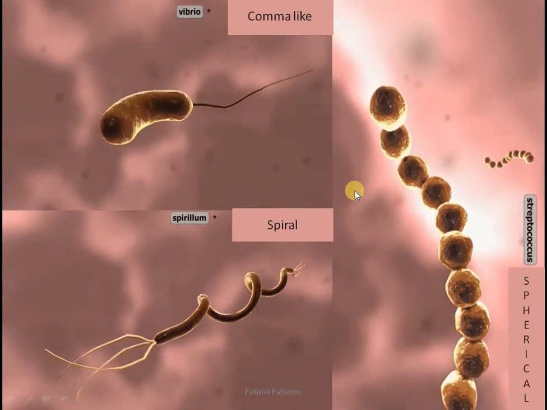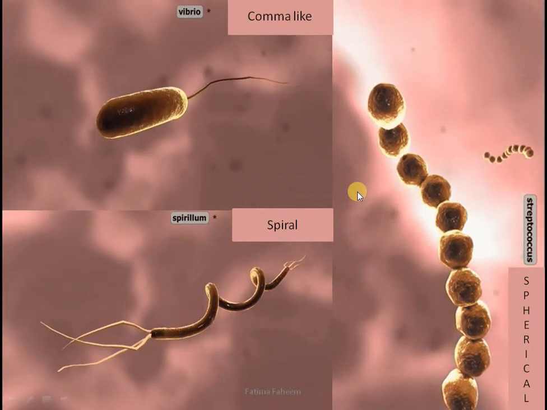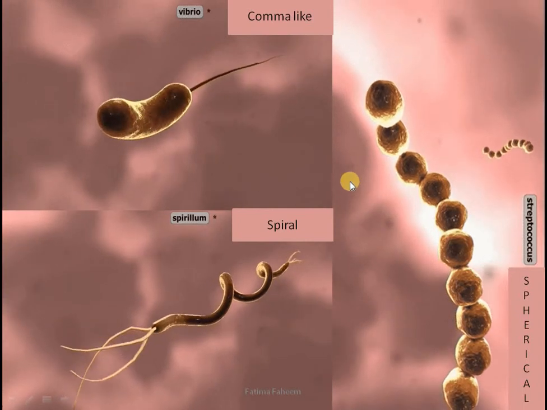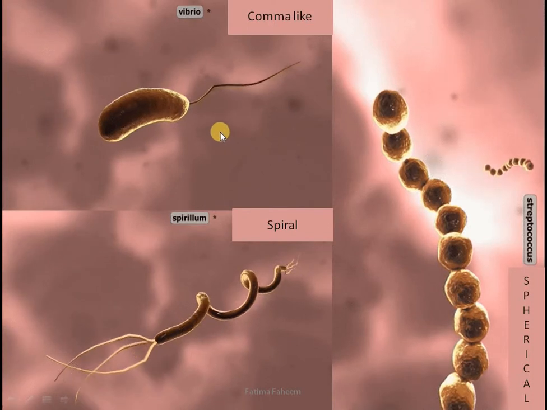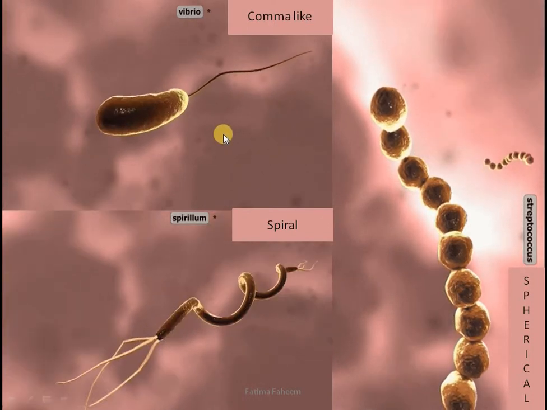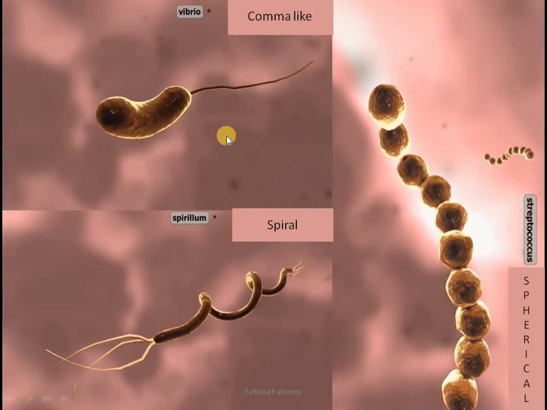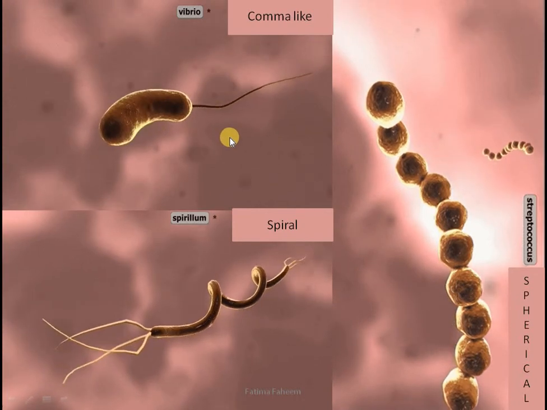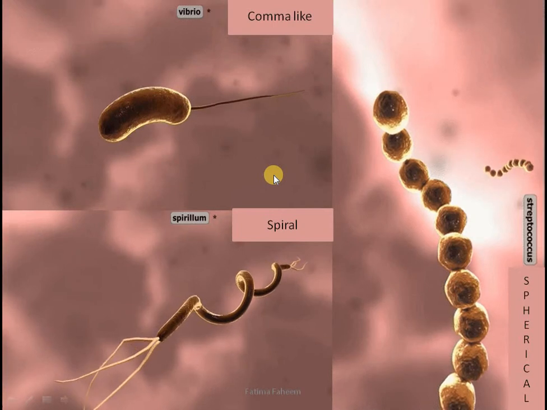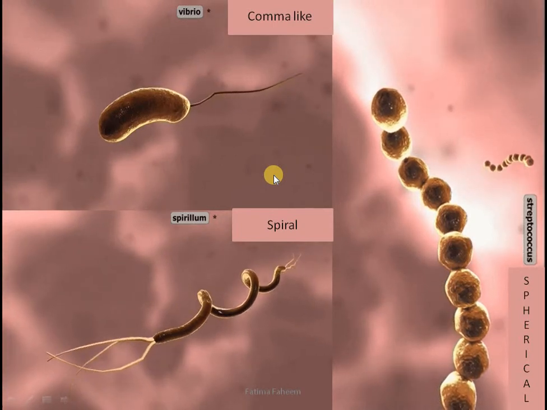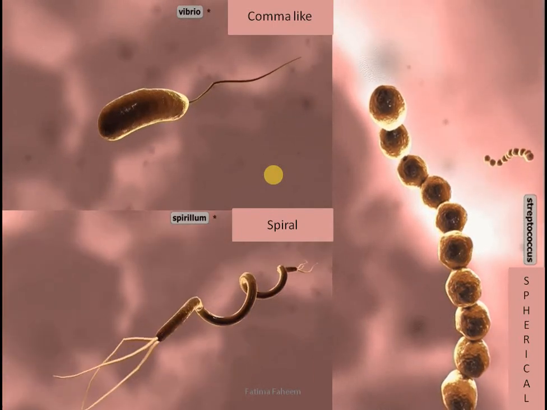We can also categorize bacteria on the basis of whether they require oxygen for respiration or not. On that basis, we can classify bacteria in two categories: aerobic bacteria, which require oxygen, and anaerobic bacteria, which do not require oxygen for their survival.